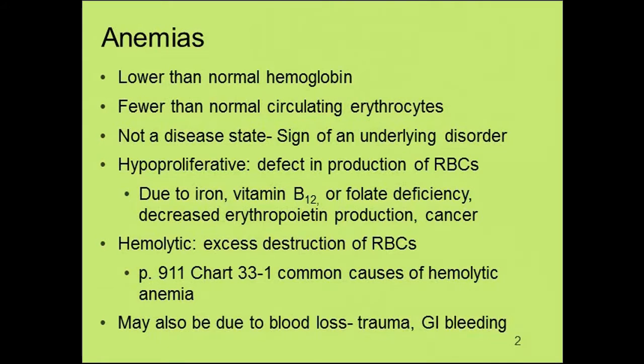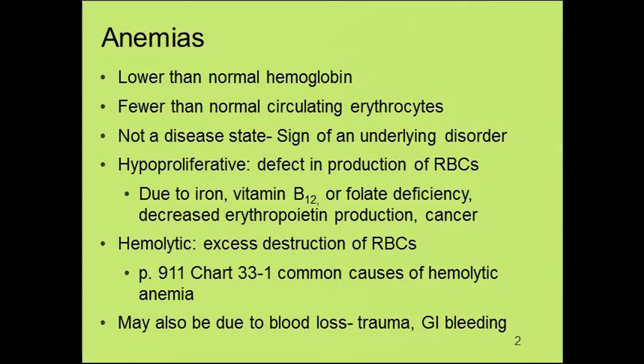Can be damage to bone marrow from medications, bone marrow suppression from medication, or a lack of iron, B12, folic acid, like I said, decreased erythropoietin production. That can be from kidney dysfunction, kidney failure. B12 and folic acid can be from liver dysfunction. So, anything that disrupts any of those red cell producing processes can lead to a hypoproliferative anemia.